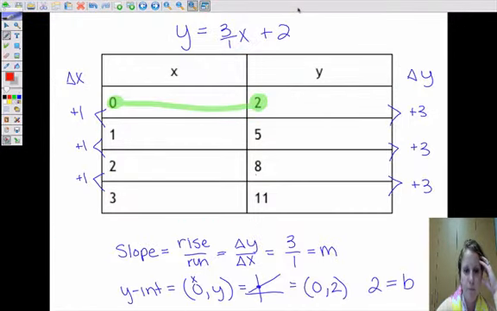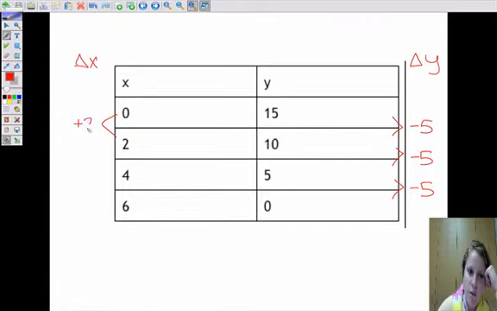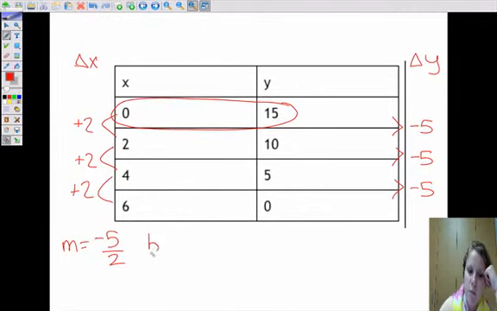Let's try another one. Here, if we make our change in y and our change in x columns, we change by going down 5 on the y side, and it looks like we're changing by going up 2 on the x side. So my slope is going to be a negative 5 over 2. Again, I luck out, and my 0 comma y is given to me, so b is going to be 15. And that means my equation is just going to be negative 5 over 2 x plus 15.